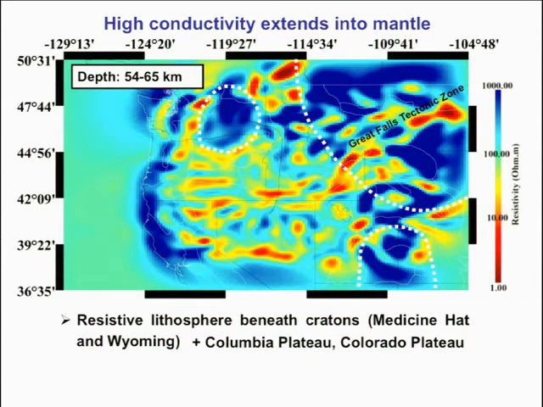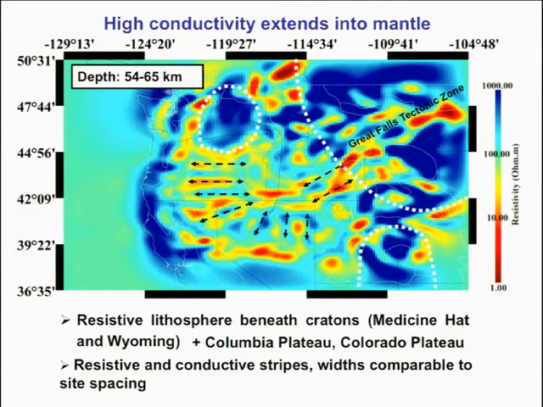So these high conductivities extend into the mantle, and you see resistive provinces beneath the cratons. And so this is the Medicine Hat Craton, the Wyoming Craton. Also, the Colorado Plateau shows up as being resistive. And beneath the Columbia Plateau is also a very prominent resistive feature.